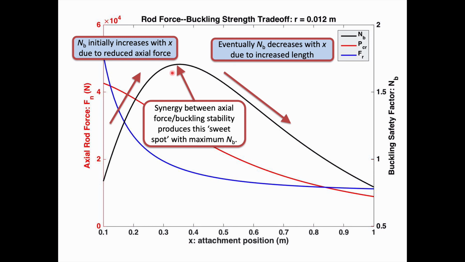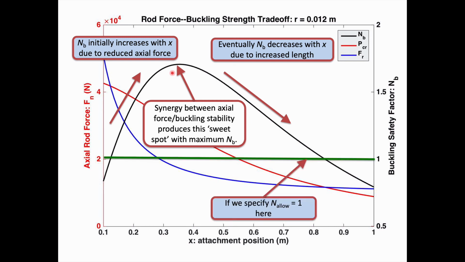Remember, we're trying to minimize mass with respect to constraints on buckling and yield. Here, let's recognize what our allowable safety factor is. That's n allow equals 1.